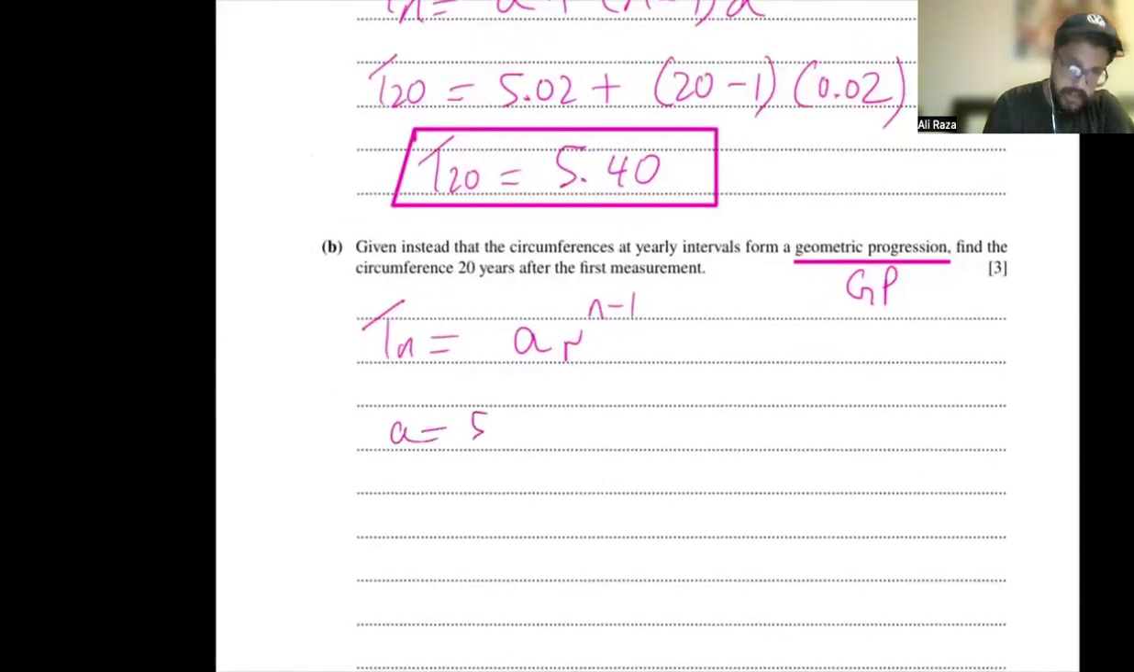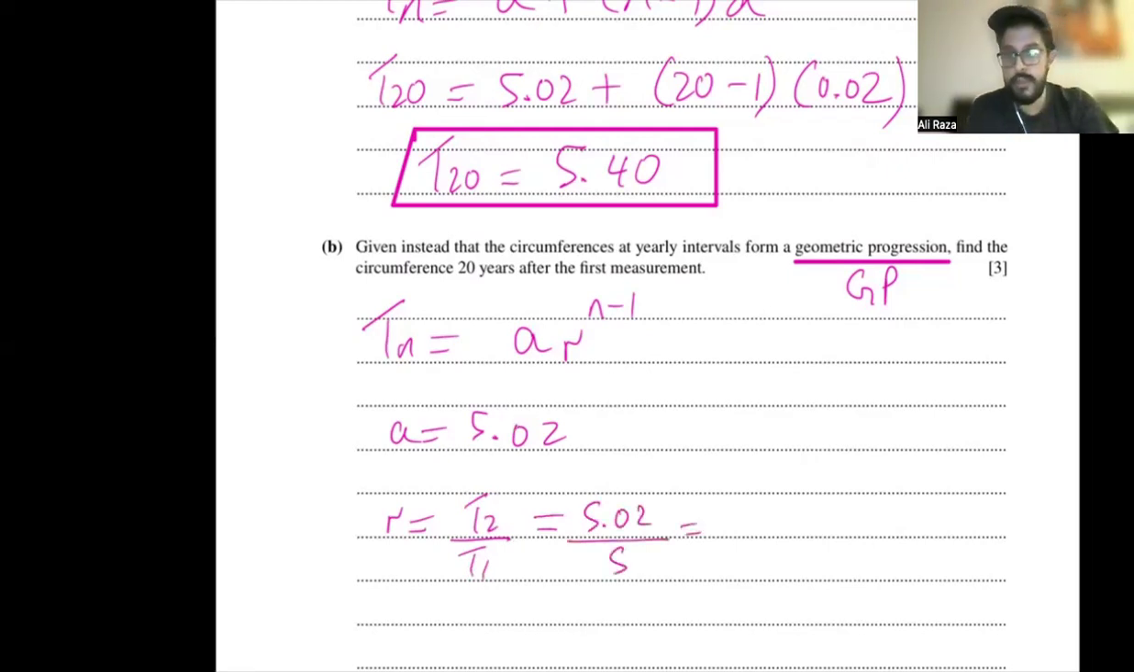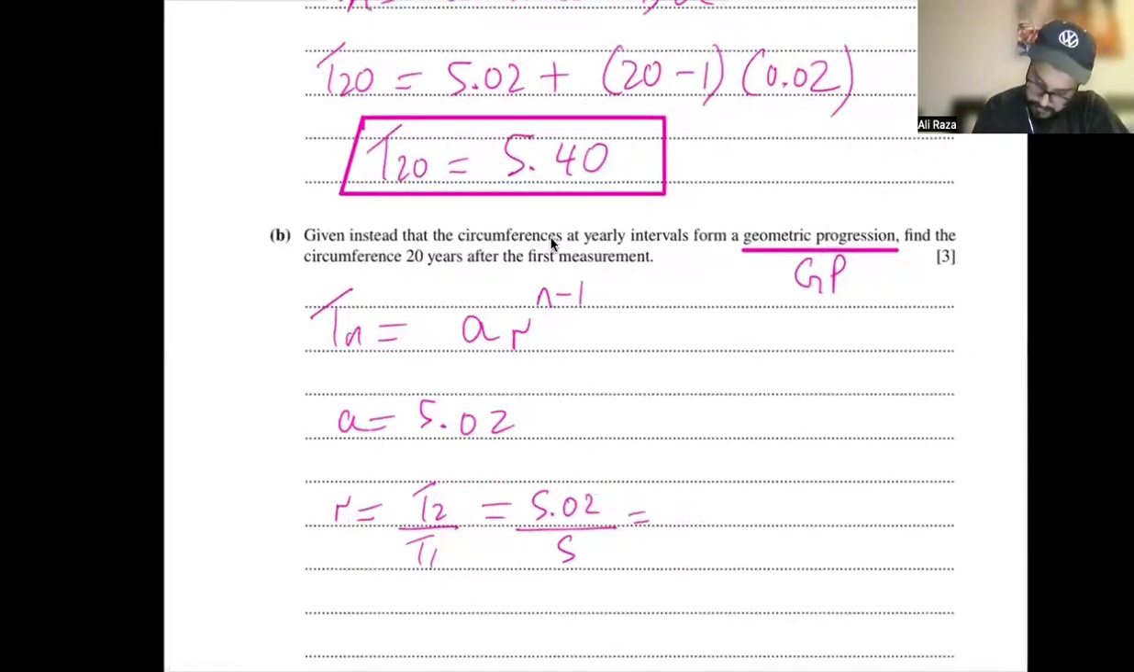A over here would be 5.02. And the ratio can be calculated by T2 upon T1 in this case, which comes out to be 1.004.